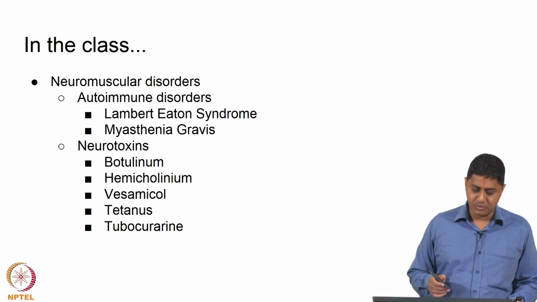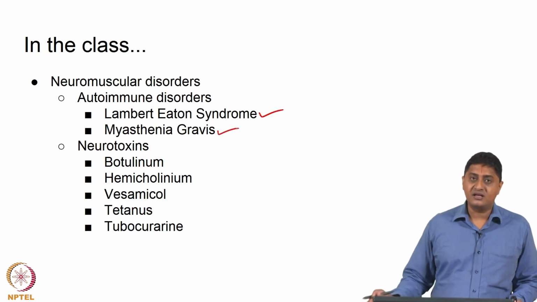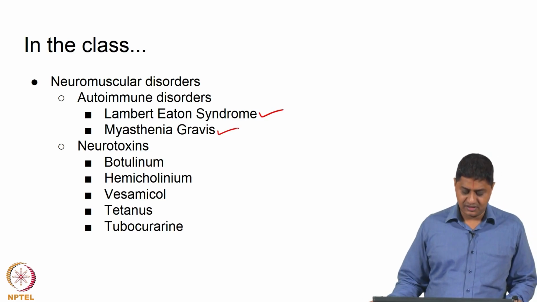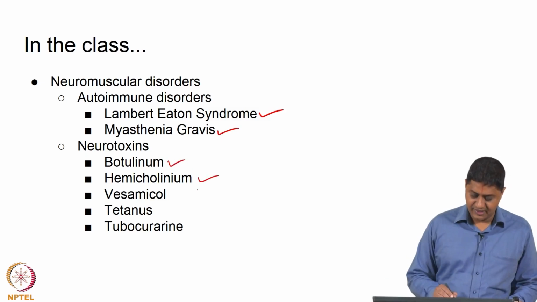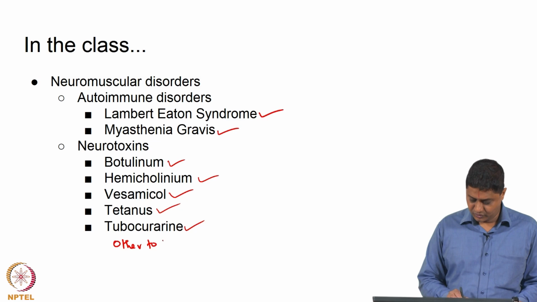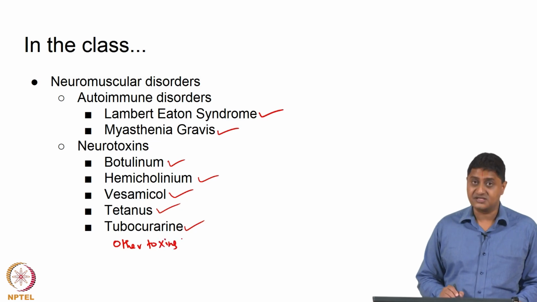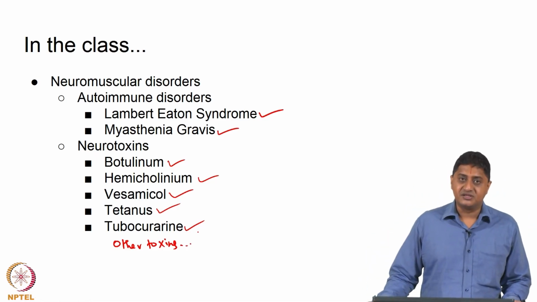Specifically, we will discuss two autoimmune disorders, Lambert-Eaton syndrome and myasthenia gravis, and then we will discuss the role of toxins in affecting the function of the neuromuscular junction. There are several such toxins: botulinum toxin, hemicholinium, vesamicol, tetanus, tuberculin, and other toxins whose mechanisms and actions we do not discuss in this class. So let us briefly review what happens at the neuromuscular junction.